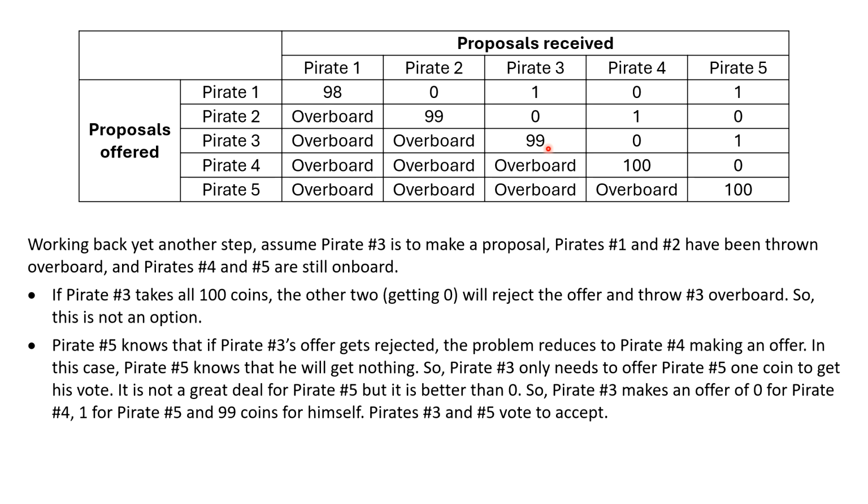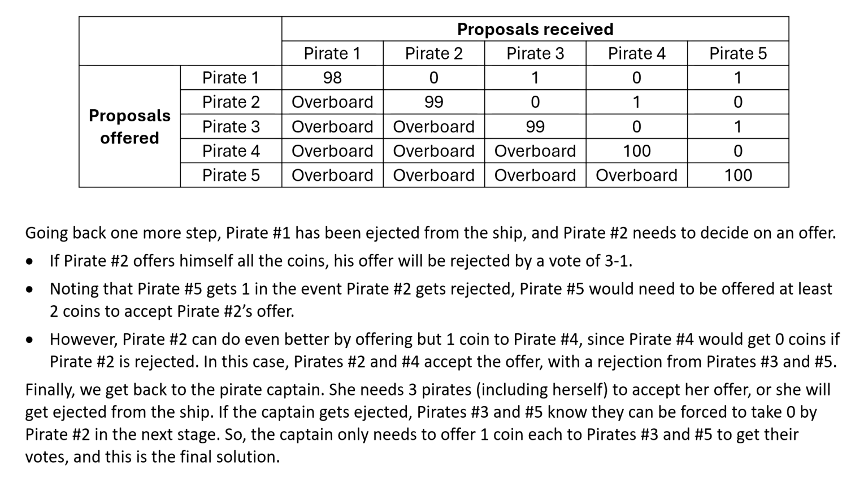Okay, so we've done the bottom 3 rows of the matrix. Let's continue. Continuing with the analysis, we're at this row here. So pirate 2 is making a decision. Pirate 1 has been thrown overboard.